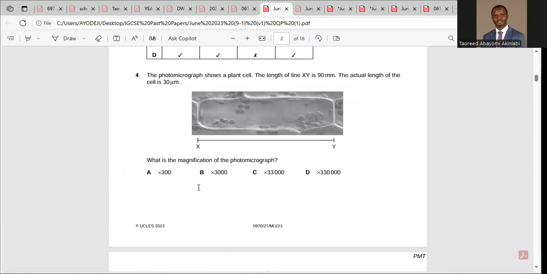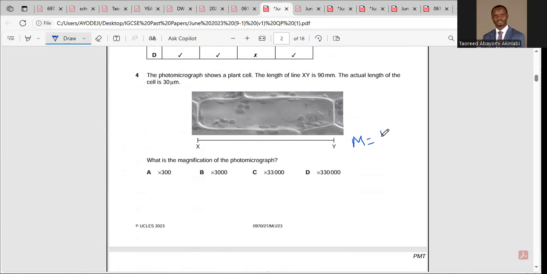For question 4, the photomicrograph shows a plant cell. The length of line XY is 90 millimeters. The actual length of the cell is 30 micrometers. What is the magnification of the photomicrograph? To calculate magnification, we use the formula image size divided by actual size. But one very important thing is that you must make sure that the units of the values you are given are the same. You have to convert the unit.